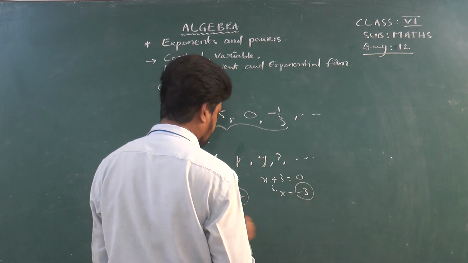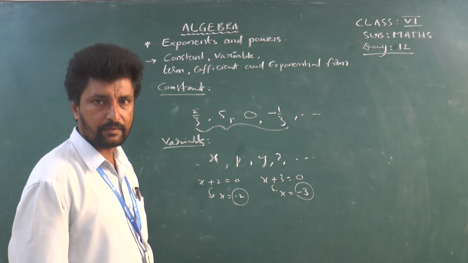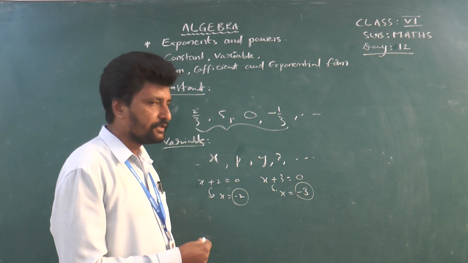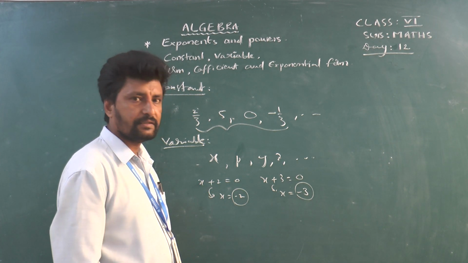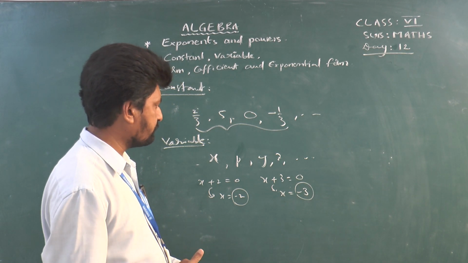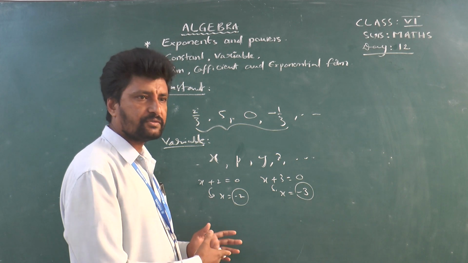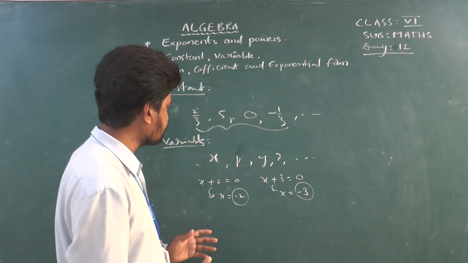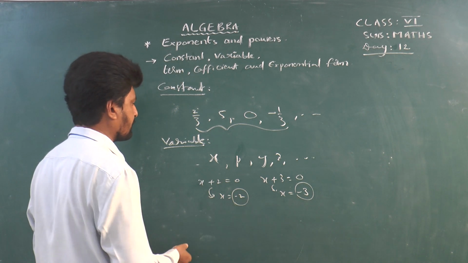Here and here, the same letter shows a different value. That's why, according to the situation, we can change the value of that symbol. Those do not have any fixed value. We can vary those values according to the situation. That's why those symbols are called variables.